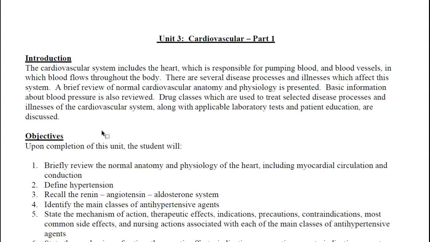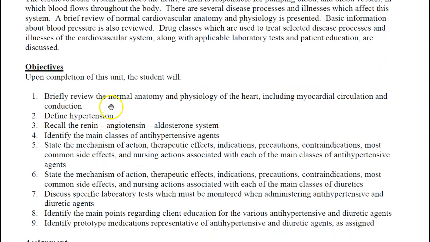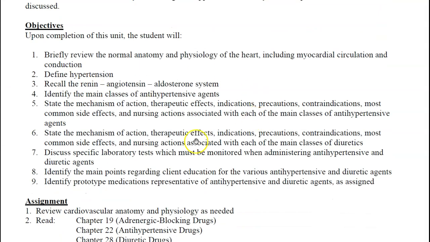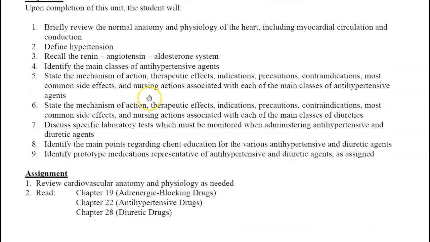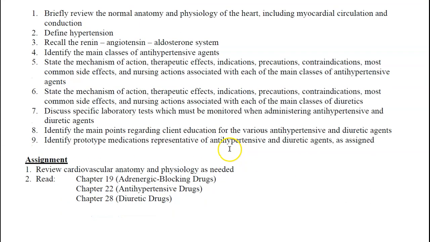Basic information about blood pressure is also reviewed. Drug classes which are used to treat selected disease processes and illnesses of the cardiovascular system, along with applicable laboratory tests and patient education, are discussed. These are your objectives. Please read them, and these are your reading assignments. So chapter 19, 22, and 28.